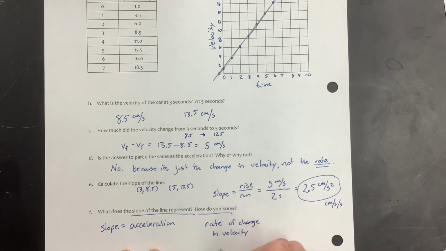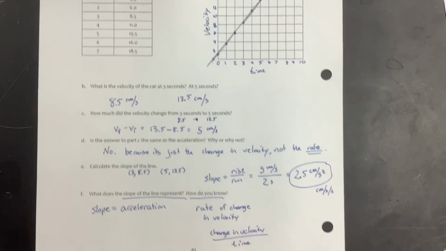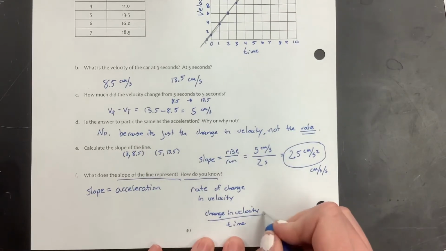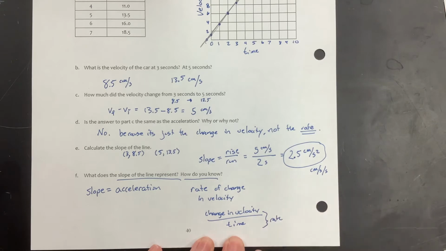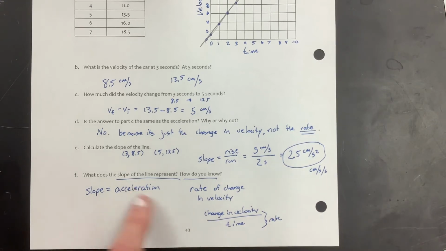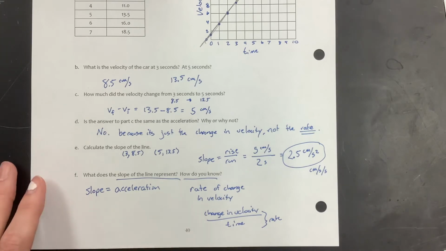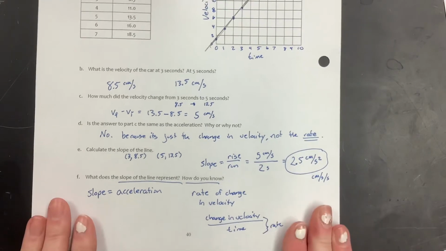So what I did was I took the change in velocity and I divided it by time, okay? So per time is how I know I have a rate. Per time, this part right here means I have a rate. And change in velocity, the rate of change in velocity is acceleration. We defined that on another lesson. So that's a great place to start here, okay?